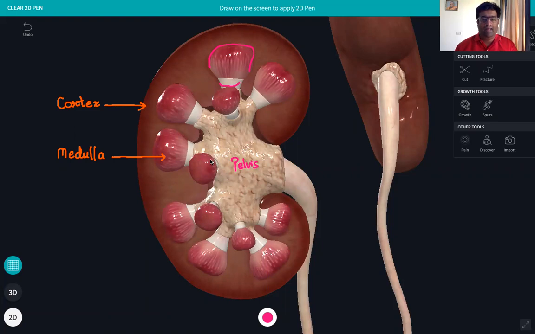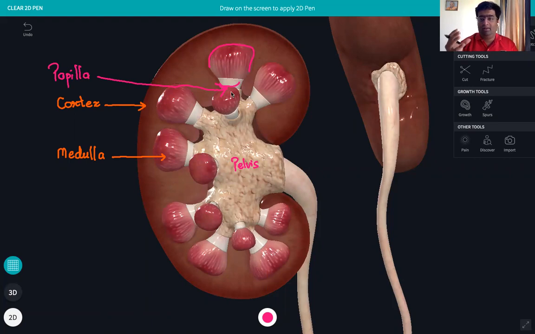Okay. So the narrow apex of each pyramid is also called the renal papilla. That papilla faces the pelvis. Yeah, so that's the papilla. So the papilla faces the pelvis.